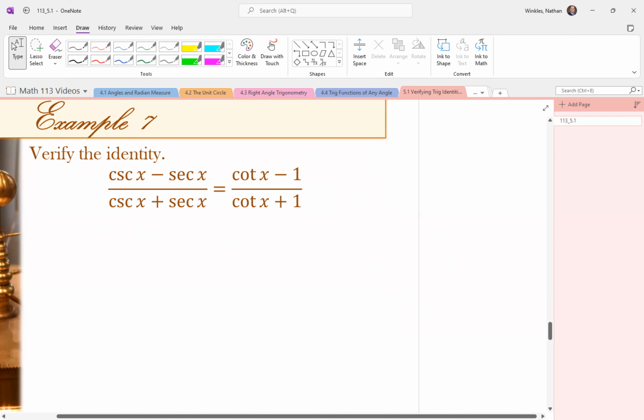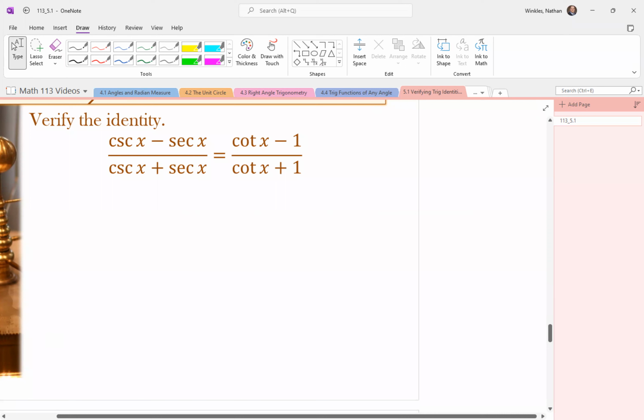So for this next one here, it looks a little more complicated. Both sides look complicated. So what I would suggest doing in this case is, let's break everything back down to sine and cosine, and then we'll work with that. So I'm going to work with the left-hand side first. So 1 over cosecant is 1 over sine x minus 1 over cosine x over 1 over sine x plus 1 over cosine x.